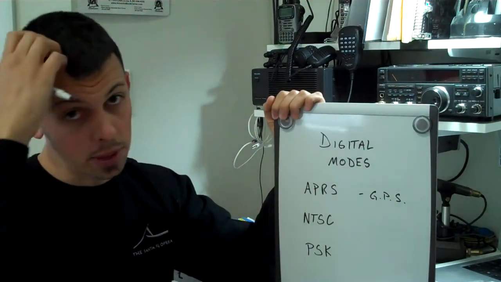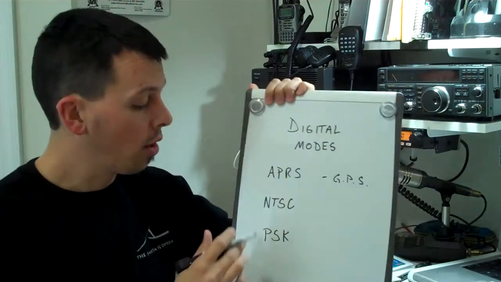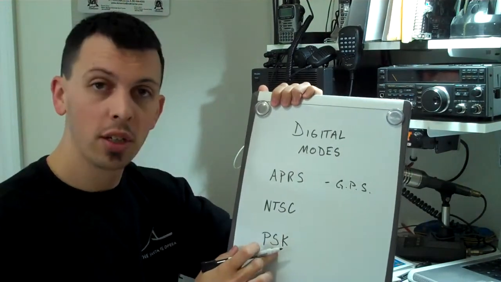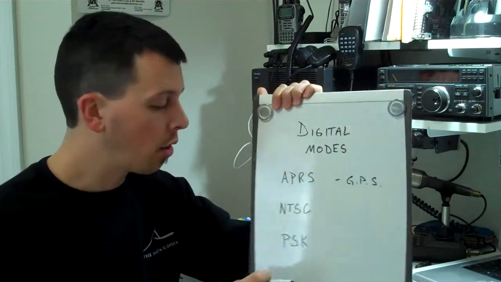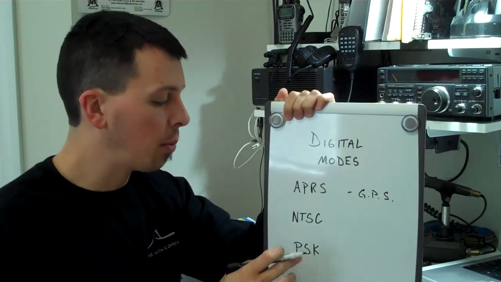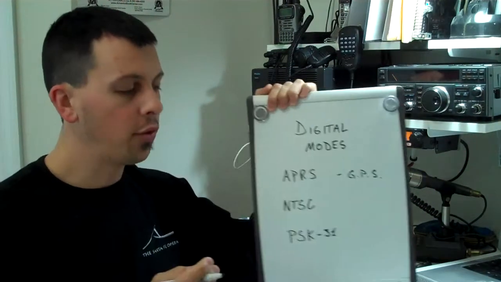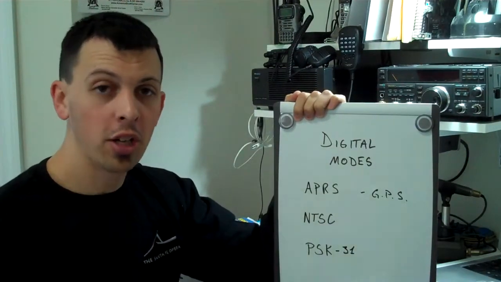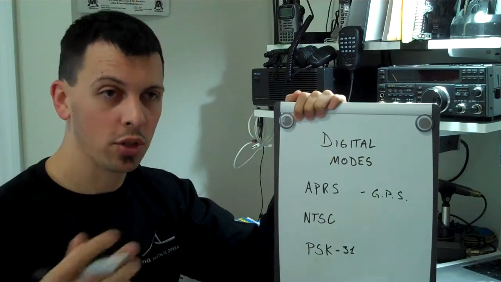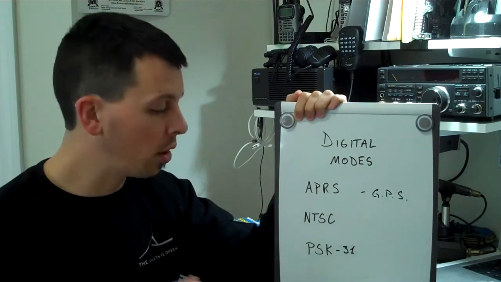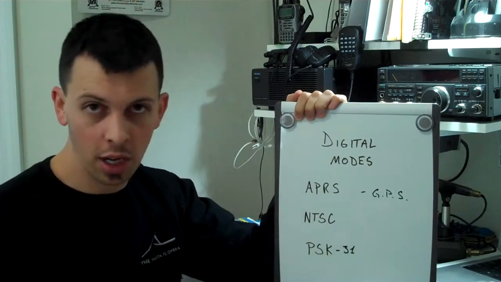PSK, let's talk a little bit about that. PSK stands for Phase Shift Keying. The item that we particularly use in amateur radio is PSK 31. And if you go for your general exam, you'll actually need to learn baud rates, which is like how fast these things are sent and whatnot. And you'll learn a lot more about PSK 31.